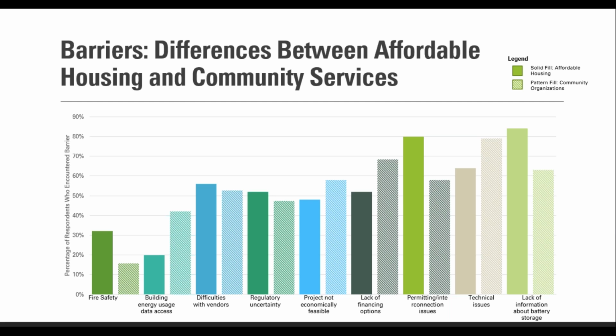And then finally, I did want to flag regulatory uncertainty as a barrier that both affordable housing developers and community service providers experienced. As you can see there, it was about 50-50 of whether or not they expected to encounter that particular barrier in their project. And it goes beyond just if there are existing state incentives, which can obviously really improve the economics of a project.